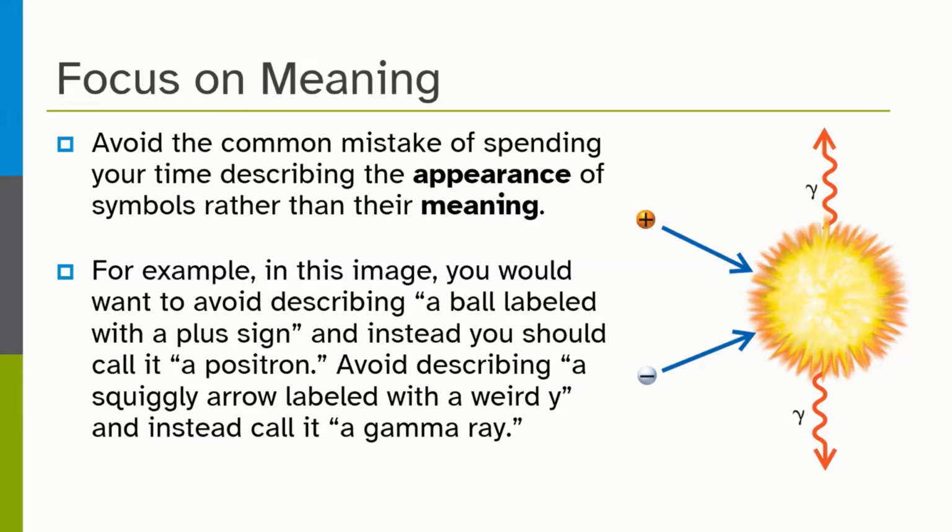So it's much more clear to someone just to describe this as a gamma ray, a positron, and then you're not caught up in all the details of the appearance of the arrows or the appearance of the symbols, and you're focusing instead on the meaning.